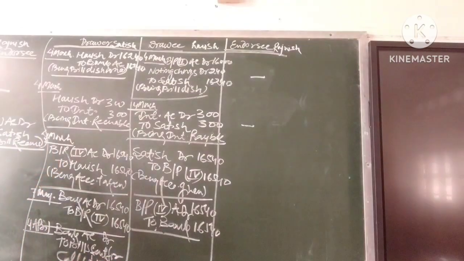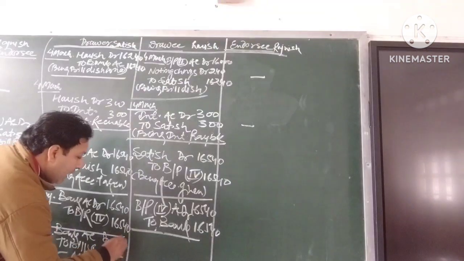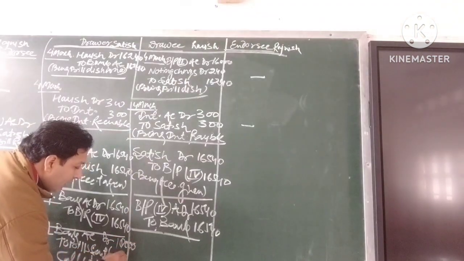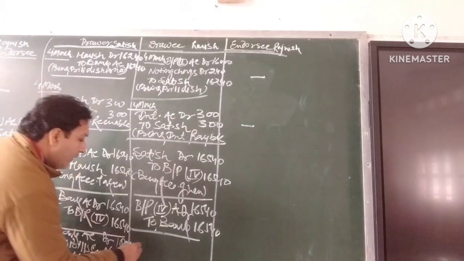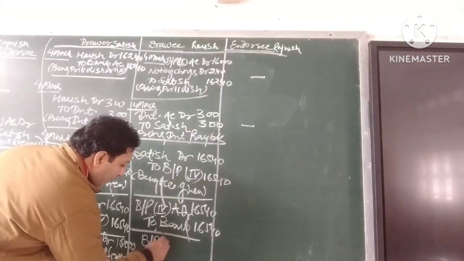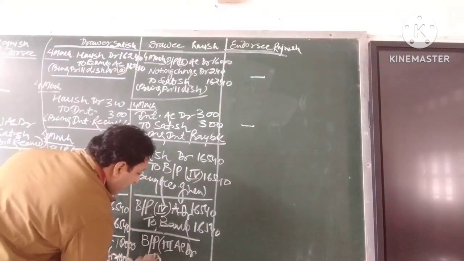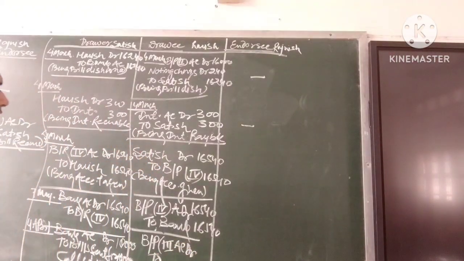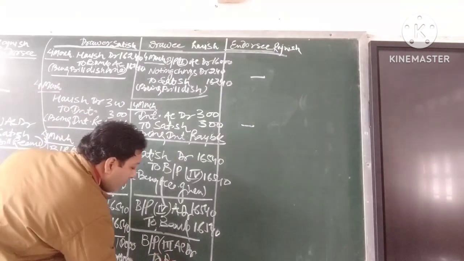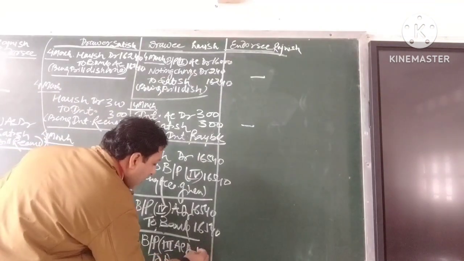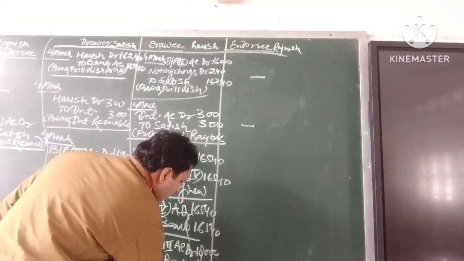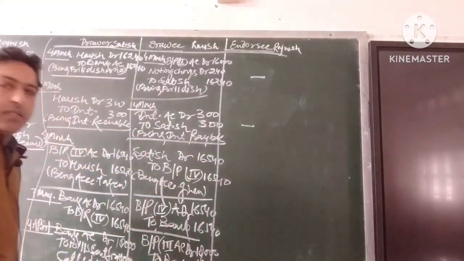Account, bill sent for collection. What is the amount? 18,000. You have to write here 18,000 and he will write here BP. Third account of debit and to what? BP third account debit to bank account is 18,000. It's a simple entry. That's the entry value. Is it clear?